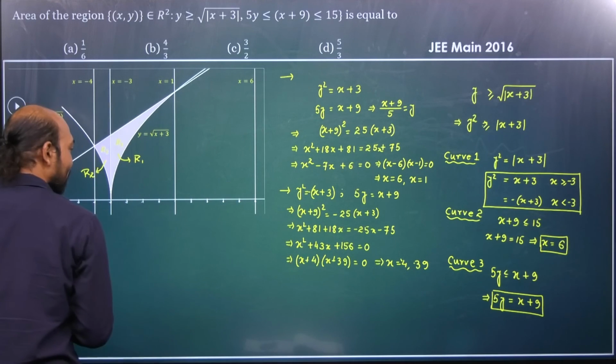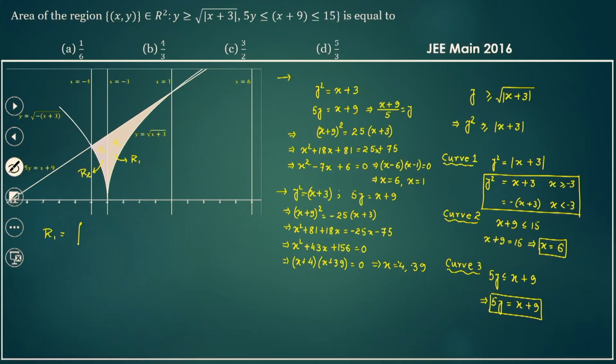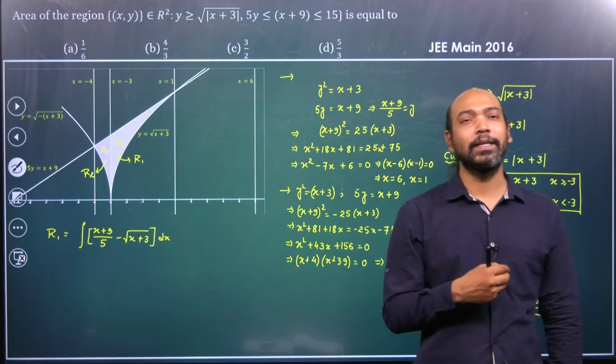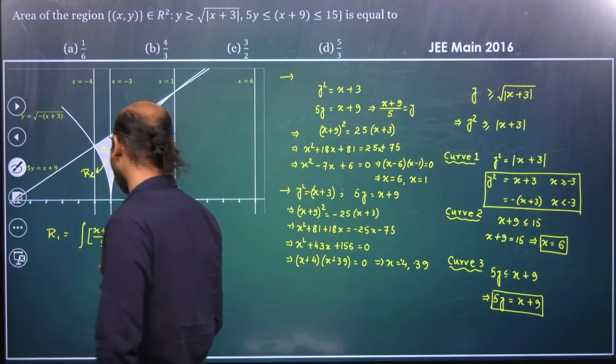So if I write down that area, R1 is equal to the integration of the upper curve minus the lower curve. The upper curve is (x plus 9) divided by 5, minus the square root of x plus 3. So that is the area bounded by the two curves. Now we need to find the limit of this area. What is the limit? For the limit, we have to see it is minus 3 to 1. So that's it.